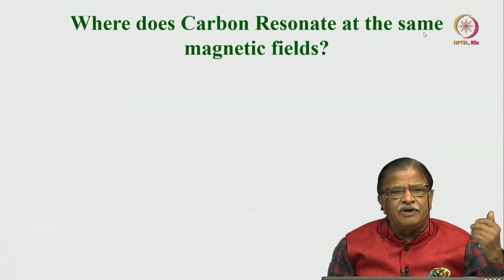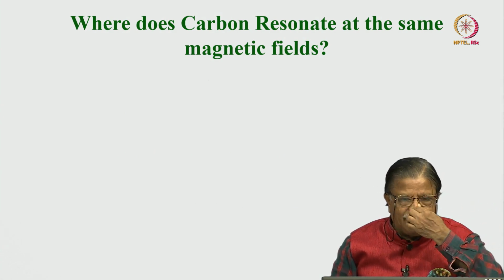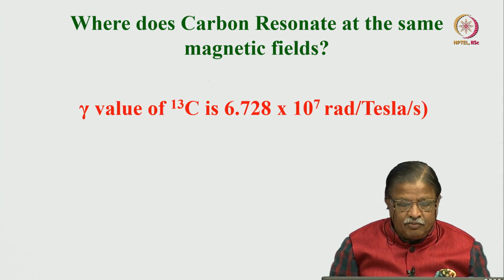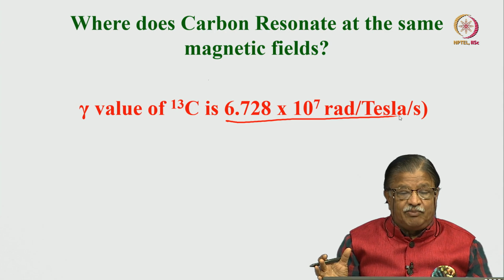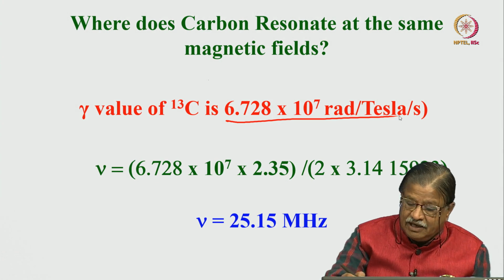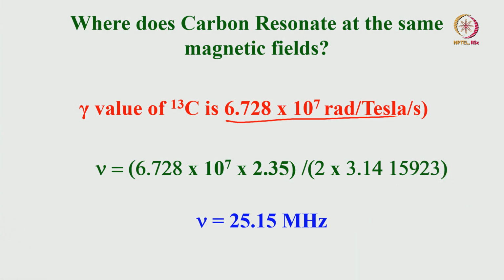What about carbon in this magnetic field? Where does carbon resonate? I know proton resonates in 2 different magnetic fields at 100 megahertz and 600 megahertz. Where does carbon come? Put the value of carbon gamma, that is 6.725. All other parameters remain same, only gamma is different. I plug in those values and calculate. At 100 megahertz of the proton, where the magnetic field is this one, a very small value of magnetic field, now I am going to 2.35 Tesla. The resonating frequency is 25.15 megahertz.